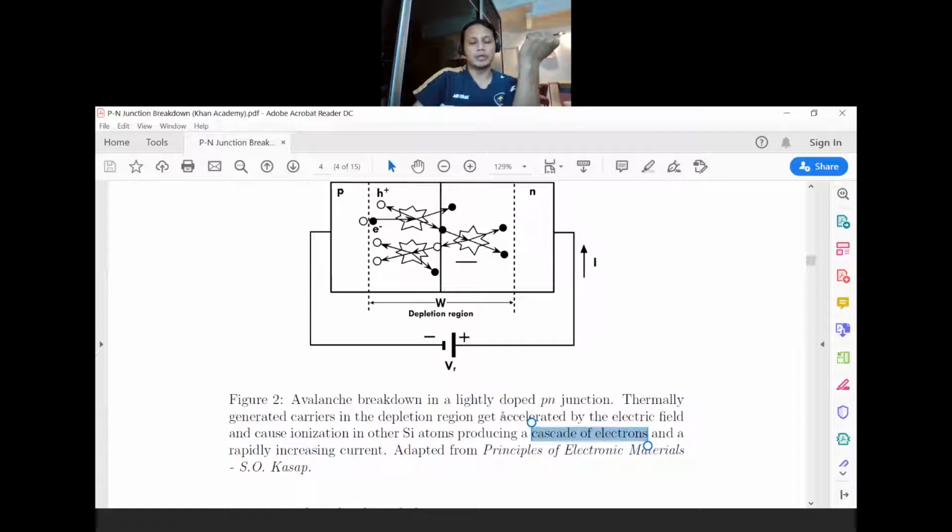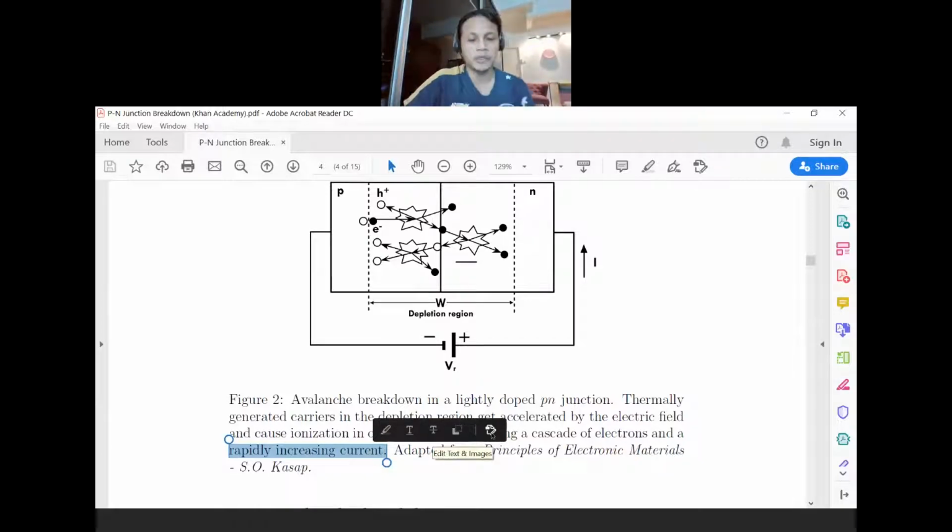So the moment you have a huge amount of electrons as the free carriers, you get a rapidly increasing current in a negative voltage, in a negative region, right? So this is how you actually get the avalanche effect. So avalanche, let me type it down, originates from impact ionization. So avalanche effect originates from impact ionization that is produced by high negative voltage in the depletion region.